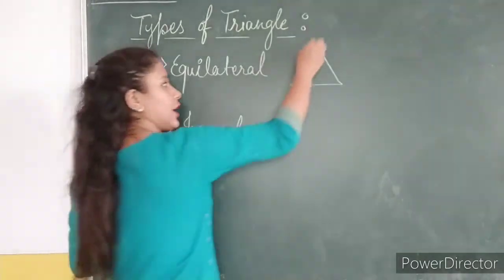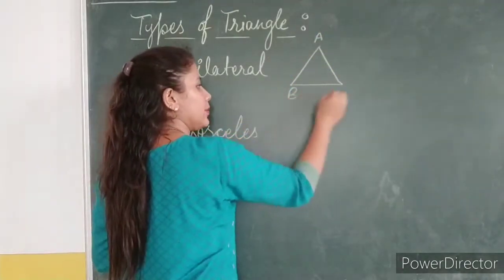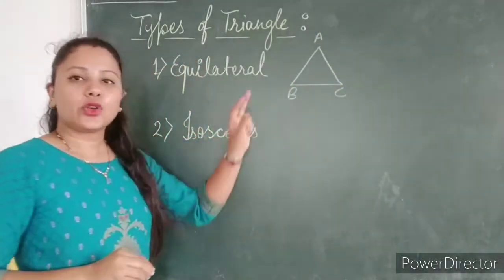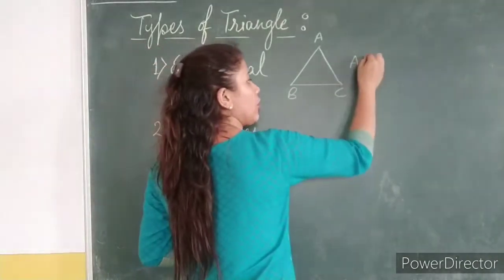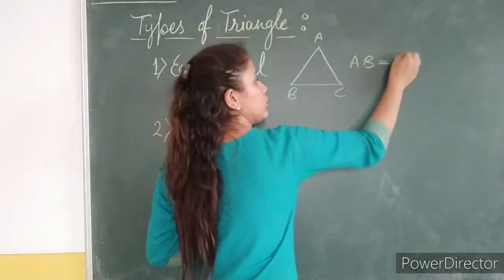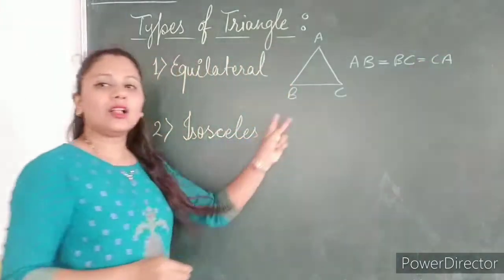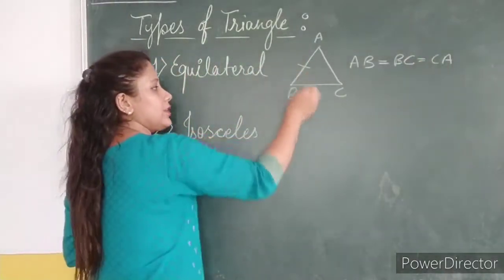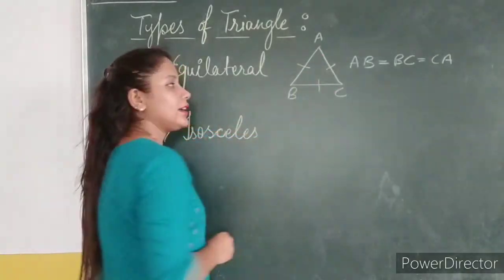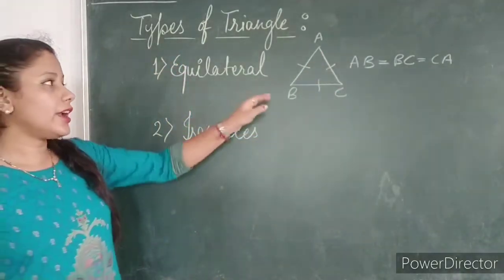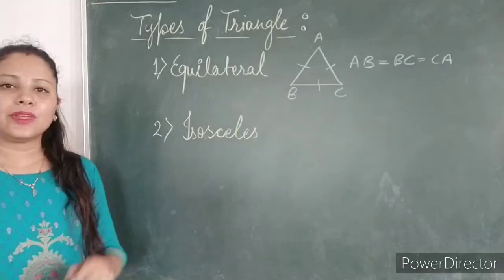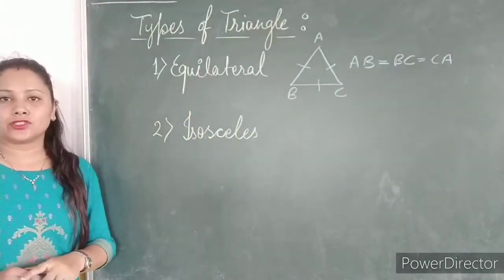So suppose you have a triangle A, B, C. Okay, so if the measurement of AB is equal to BC and equal to CA, it means all three sides are equal. AB is equal to BC and AC also. So here all three sides are equal. It means that is your equilateral triangle.